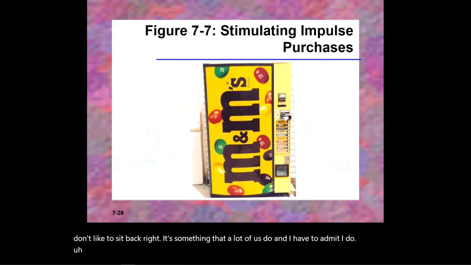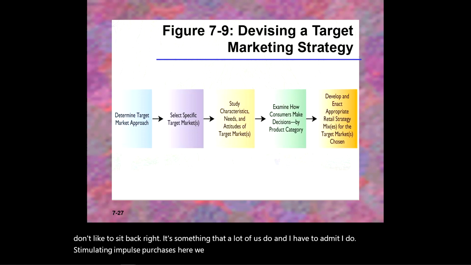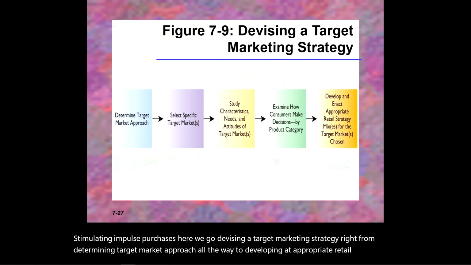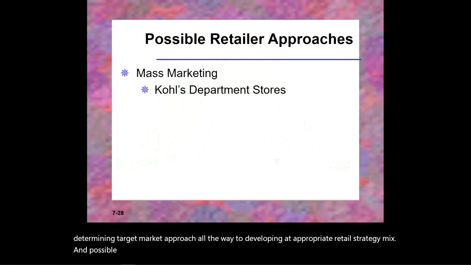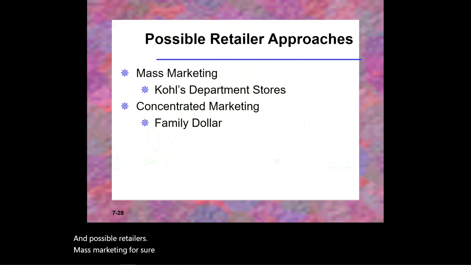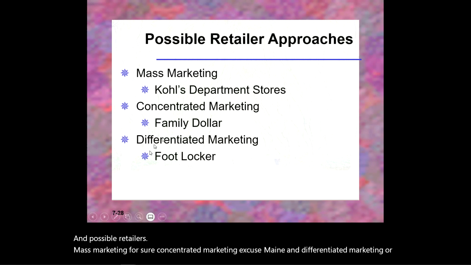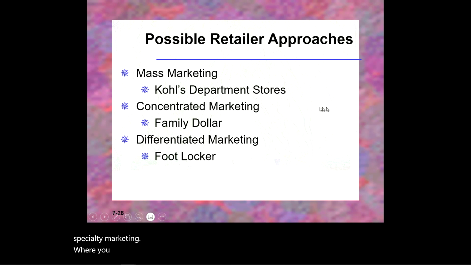Stimulating impulse purchases. Here we go. Devising a target marketing strategy, right from determining the target market approach all the way to developing and enacting the appropriate retail strategy mix. And possible retailers: mass marketing for sure, concentrated marketing, and differentiated marketing or specialty marketing where you just sell certain things. So you've got mass, concentrated, and differentiated.